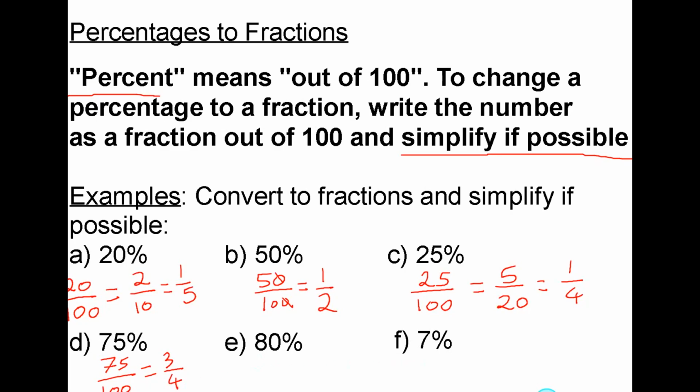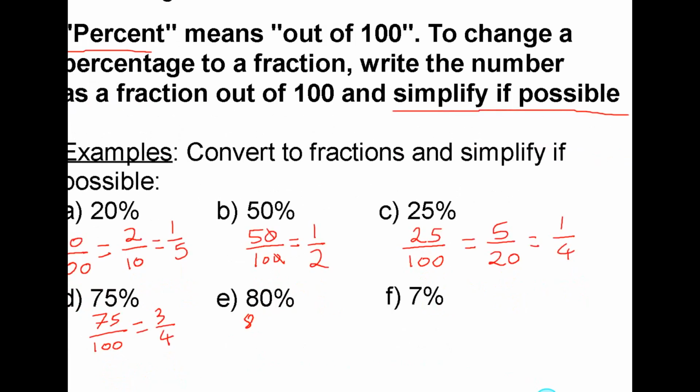80%, I know 80% is going to be 80 over 100, which will simplify to 8 over 10, which will simplify to 4/5, which is quite sensible, because 80 is 4 times 20, so if 20% is 1/5, it makes sense that 80% is 4 times as much, 4/5. Finally, 7% is just 7 out of 100, and we cannot simplify because the only common factor between 7 and 100 is 1, so that's as far as we can go, which is sometimes the case.